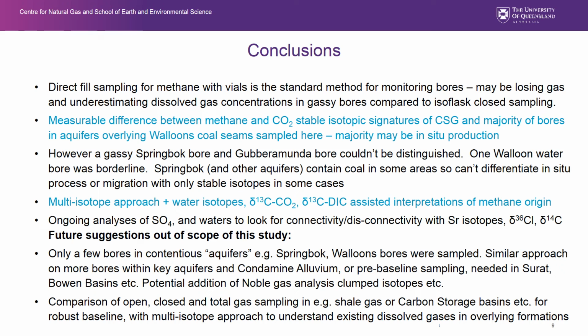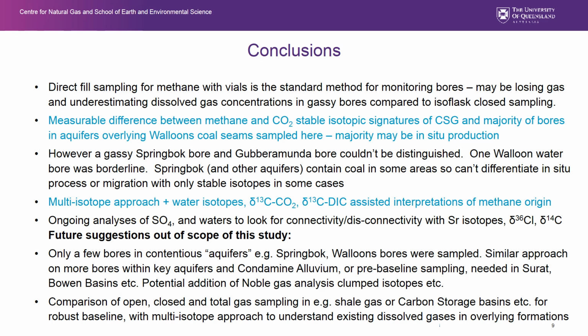However, we had a couple of samples where we couldn't distinguish the signatures with just the stable isotopes, and we couldn't really tell whether that was an in situ process or migration. So using a multi-isotope approach with water isotopes and 13C of DIC assisted us with the interpretations of the methane origins, and we're also using further analyses of sulfate isotopes, strontium isotopes and cosmogenics to look for connectivity and disconnectivity to help us with some of these tricky bores.